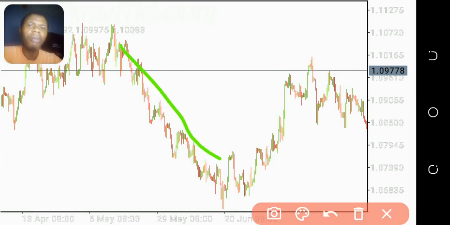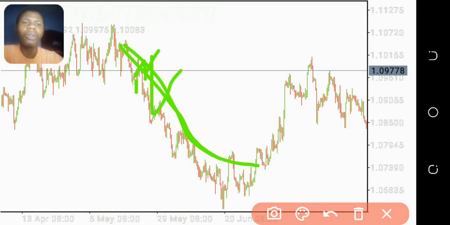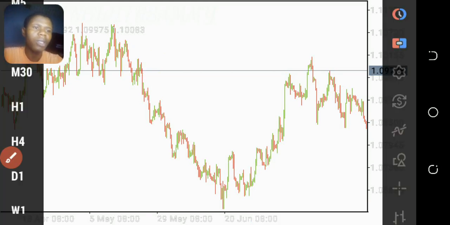Now I need you to stick with me. I'm going to be showing you a secret on how to trade this concept. Okay, we move to the declining stage. Now the declining stage is where price is giving us lower highs, lower lows, lower highs, lower lows, and all of that. Okay, at this phase, let me get a trend line so we can see it clearly.